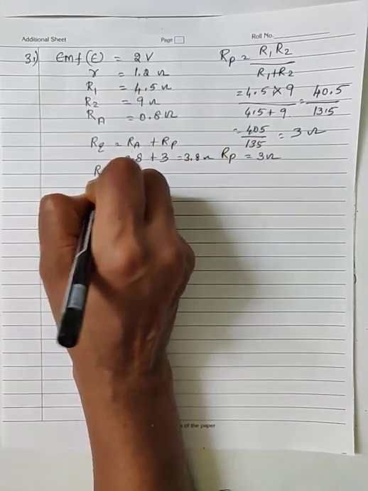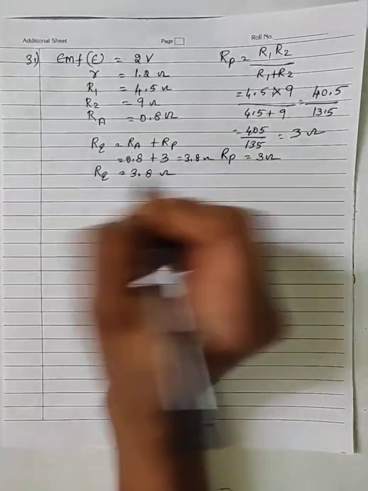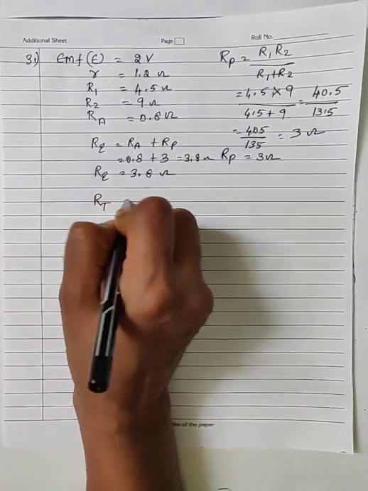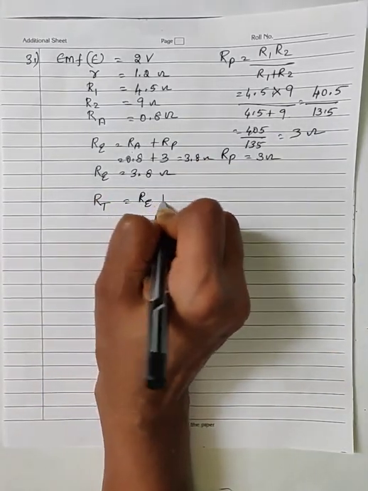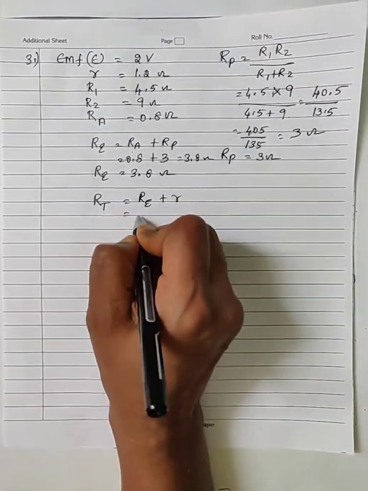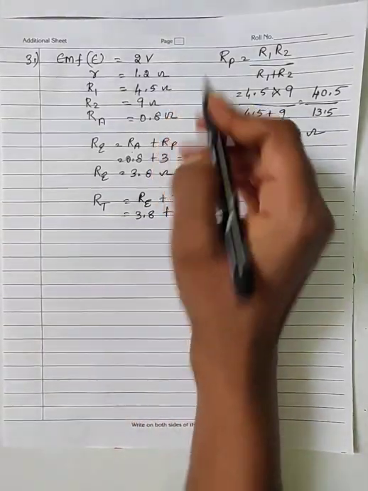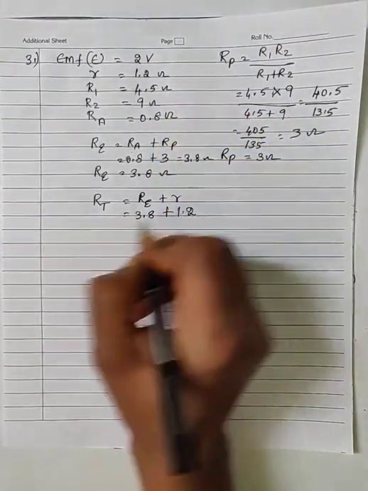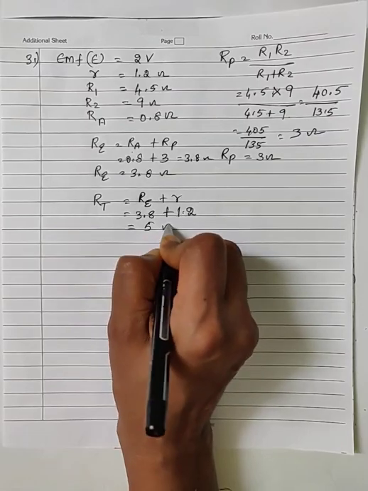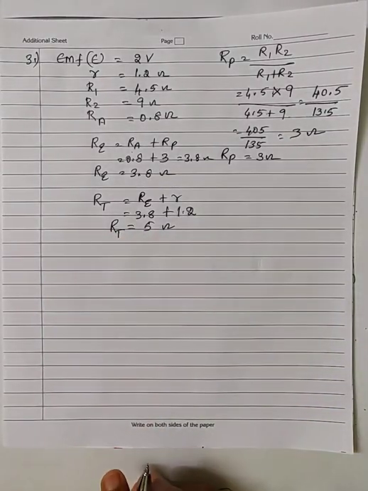So the effective value of the external resistance is equal to 3.8 ohm. The total resistance is equal to external resistance plus internal resistance of the cell. External resistance is calculated as 3.8, internal resistance is given as 1.2, which gives 5 ohm. So the total value of the resistance included in the circuit is equal to 5 ohm.